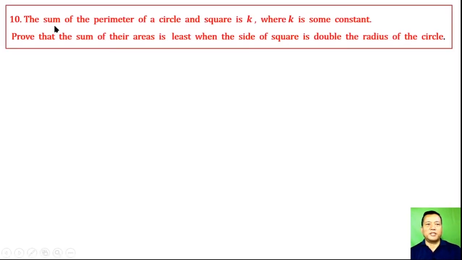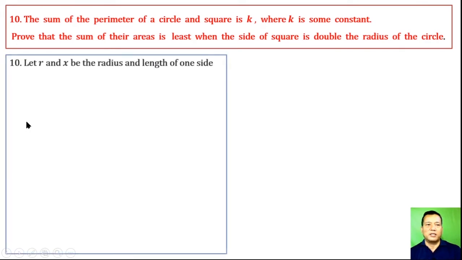Question number 10. The sum of the perimeter of a circle and square is k, where k is some constant. Prove that the sum of their areas is least when the side of the square is double the radius of the circle. Let r and x be the radius and length of one side of the square.